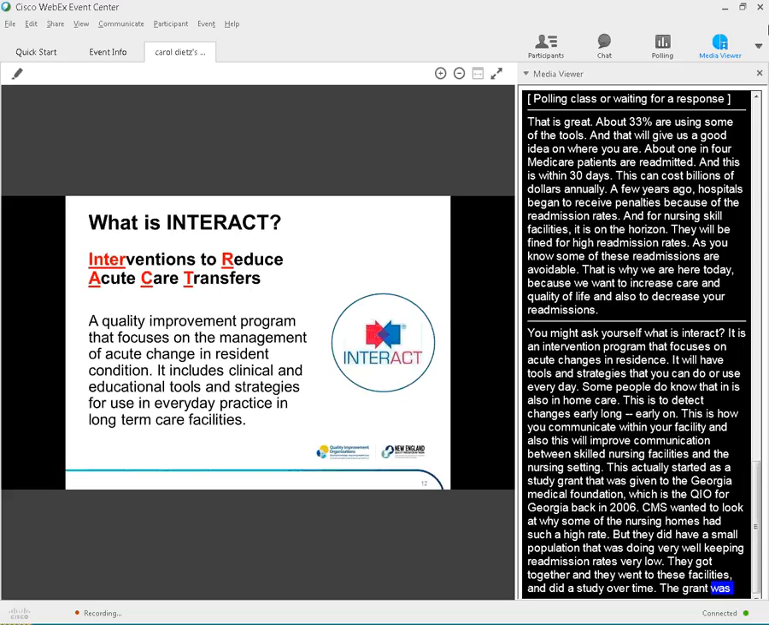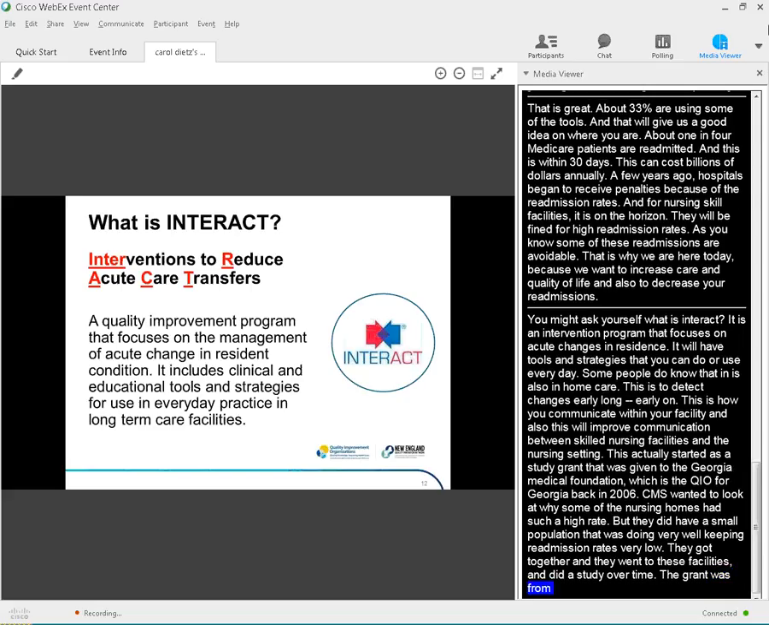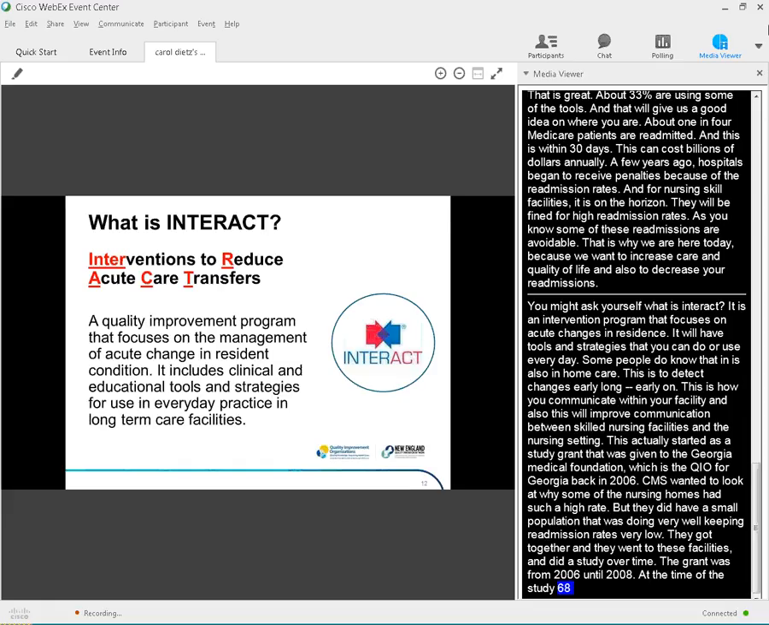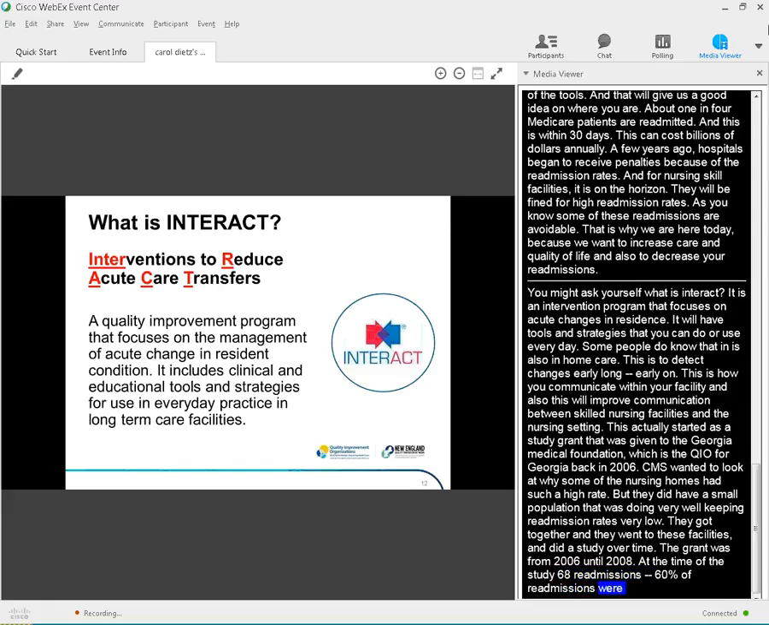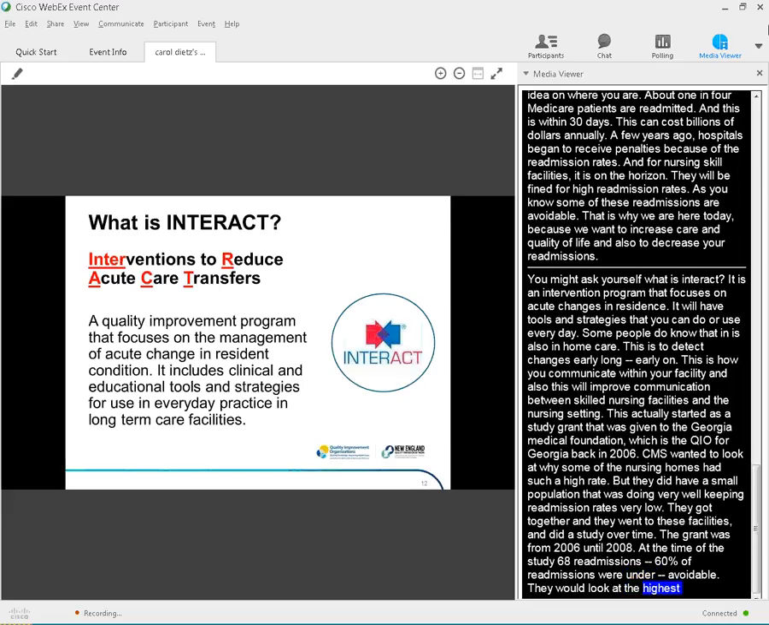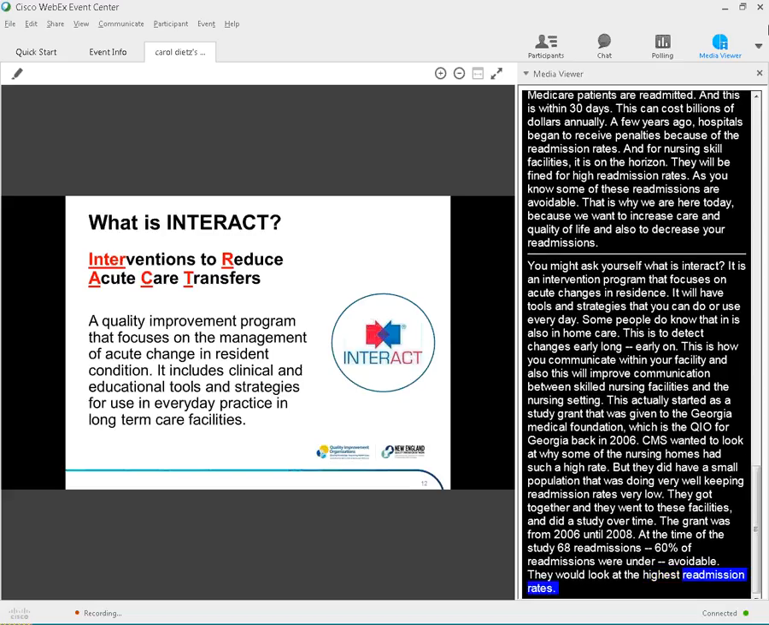At the time when they started the study, 68% of the rehospitalizations were found to be avoidable. They developed a toolkit out of this whole program, and they used these toolkits in the skilled nursing facilities that had the highest readmission rates. And these hospitalizations were actually able to be decreased by 50% using the tools that were developed in the study.